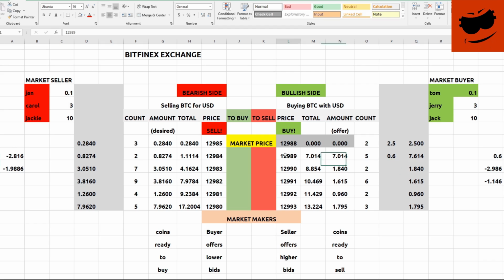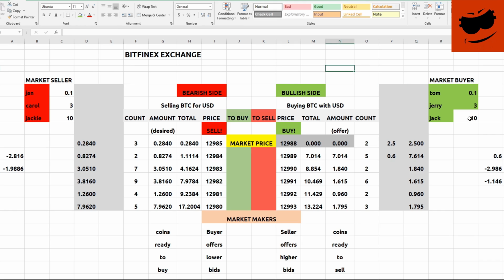So when Jerry bought his coins, he drove the price up $1. Okay, he drove the price up $1, but he still has 0.6 left to purchase. So he purchased the 0.6 inside this bracket. So the marker has lifted to this bracket. Now Jerry is happy.